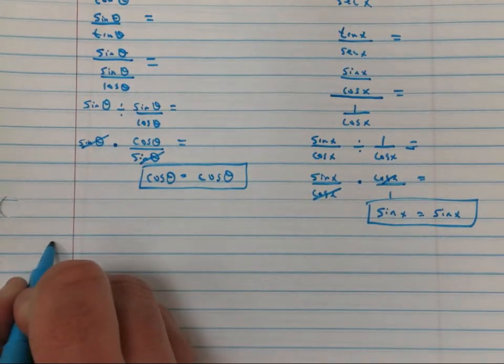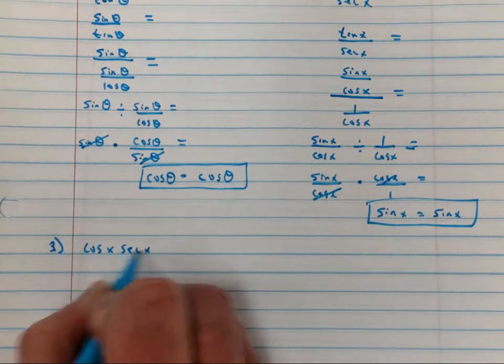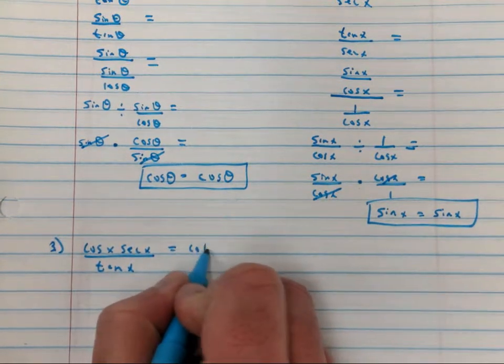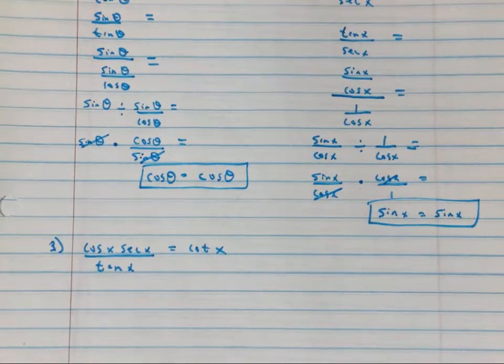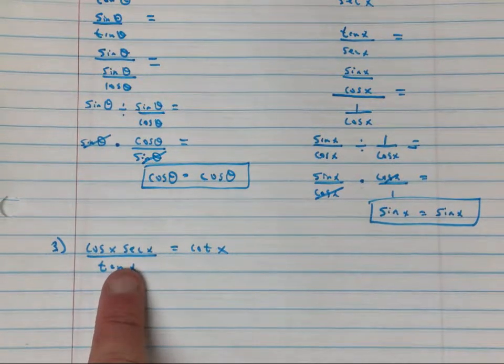Okay, let's look at number 3. Cosine x times secant x tangent x over tangent x equals cotangent x. Okay, I'm thinking, okay, my first goal is to transform the more complicated side of the equation to the simple side. To me, that looks more complicated than that.